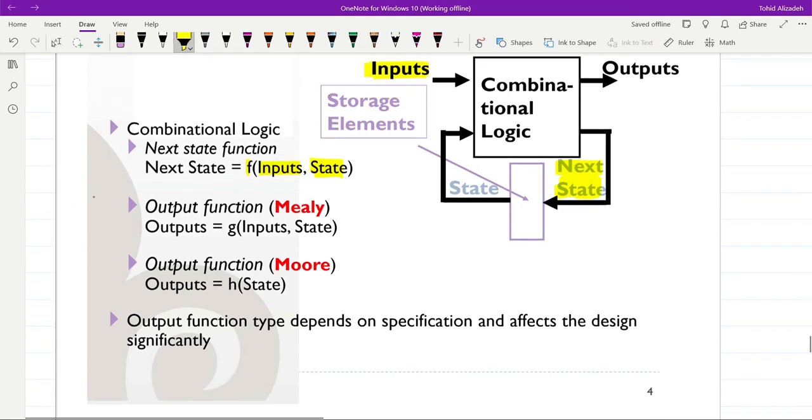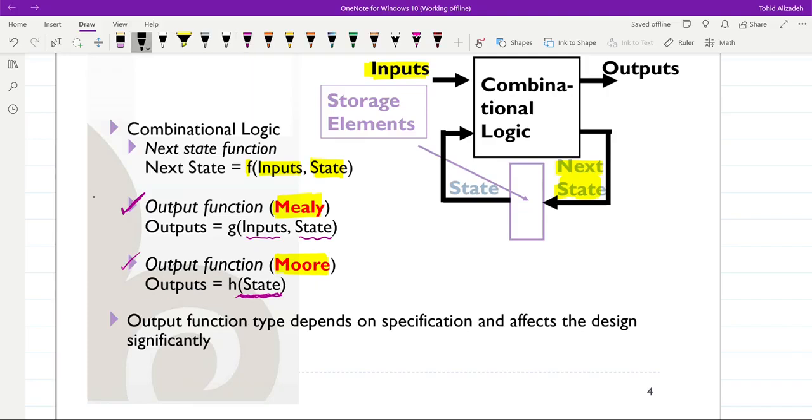As for the output, we have two different options. For the first option, we have the output as a function of inputs and the states. In this case, we call the sequential circuit the Mealy machine or Mealy system. And in the second case, the output is a function of only the states. So inputs don't have any direct effect on the outputs. In this case, the sequential circuit is called to be of Moore type. So we have Mealy and Moore.